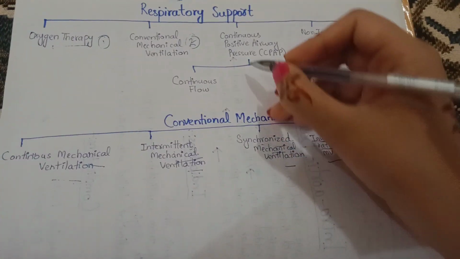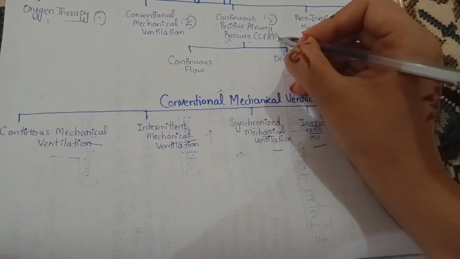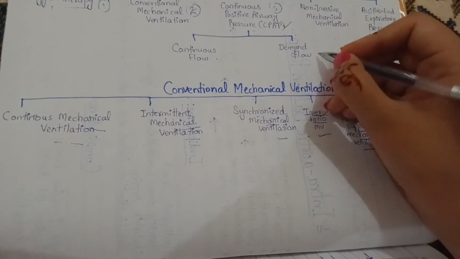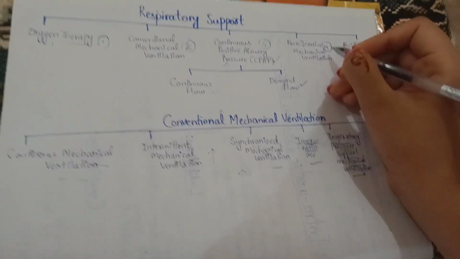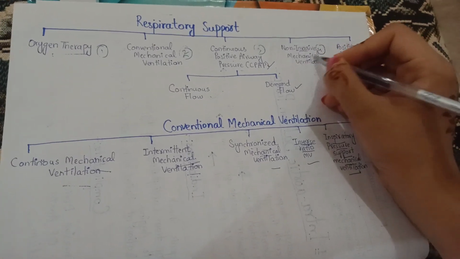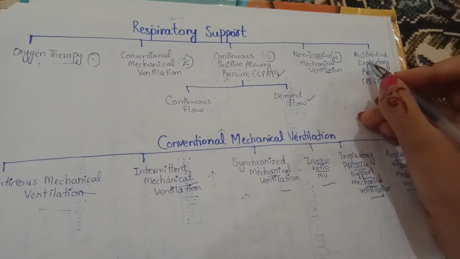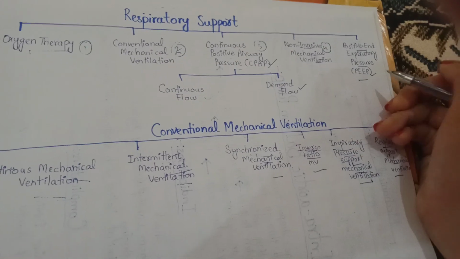The third type of respiratory support is continuous positive airway pressure, also called CPAP. CPAP is further of two types, continuous flow and demand flow. The fourth type of respiratory support is non-invasive mechanical ventilation, and the last, fifth type of respiratory support is positive end-expiratory pressure, also called PEEP.